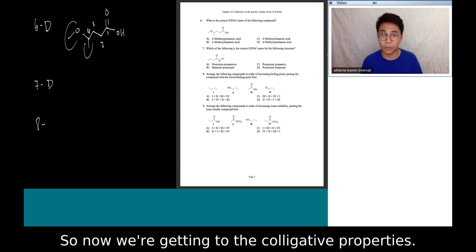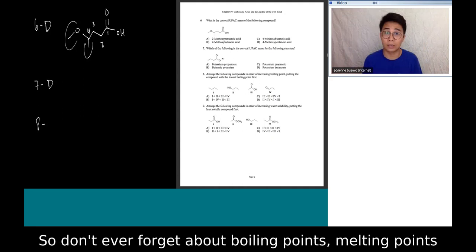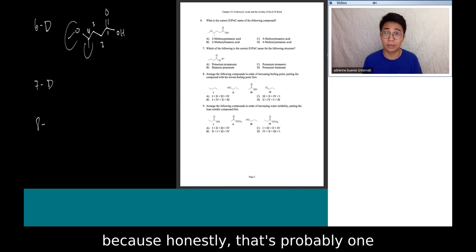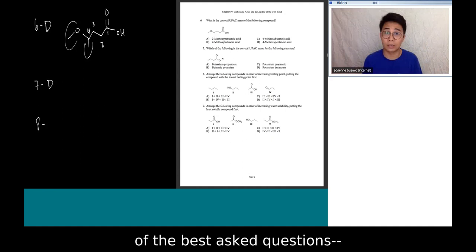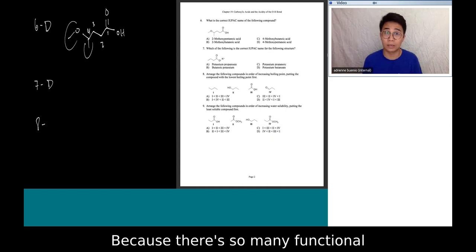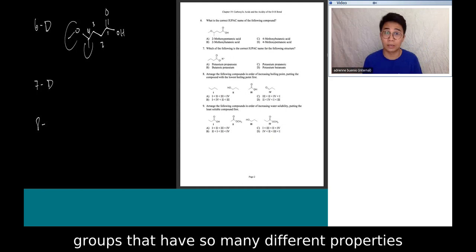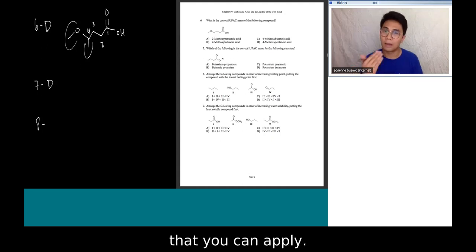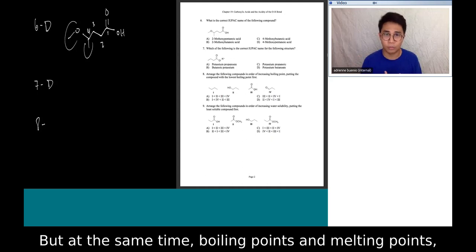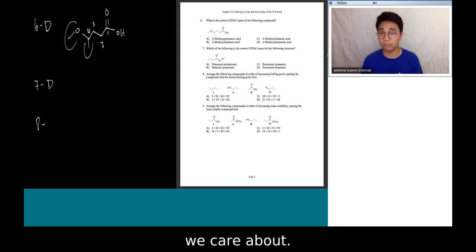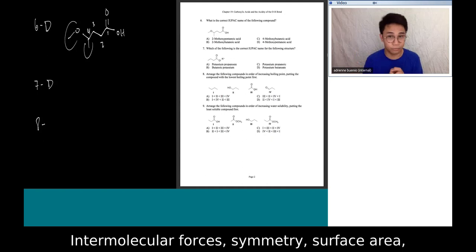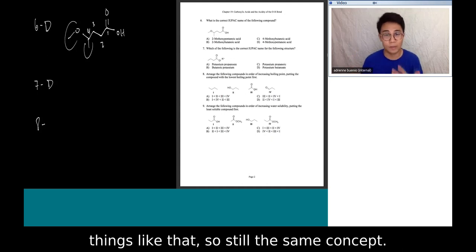Eight, arrange the following. So now we're getting to the colligative properties. Don't ever forget about boiling points and melting points, because honestly, that's probably one of the best asked questions, because there are so many functional groups with so many different properties you can apply. But at the same time, for boiling points and melting points, we care about intermolecular forces, symmetry, surface area, things like that. So still the same concept.